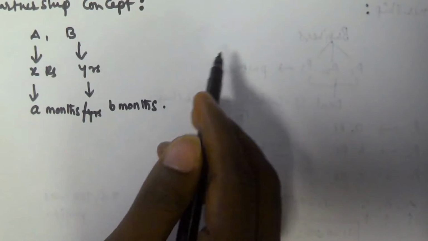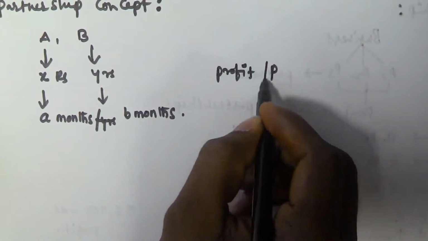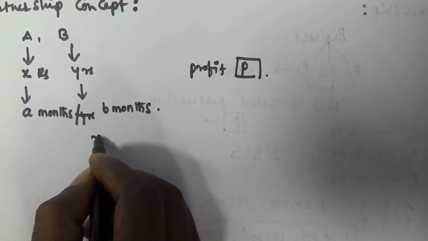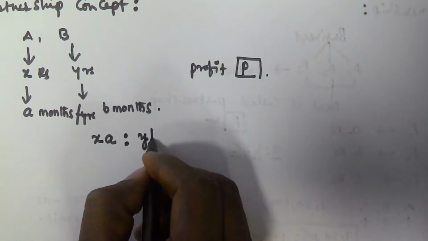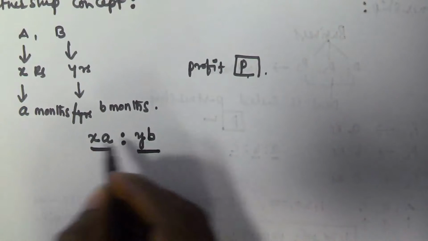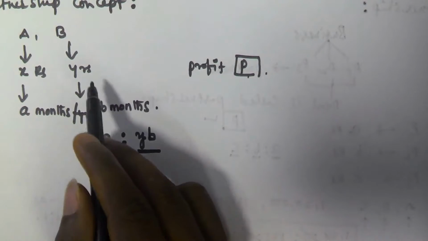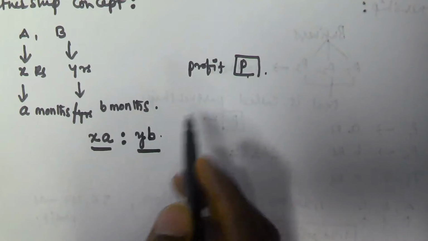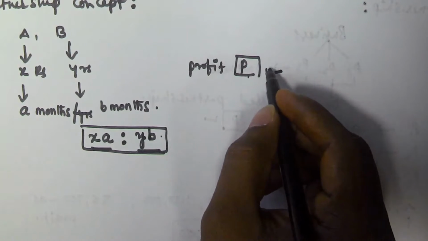Then they got some profit P. In what ratio do we have to divide this profit between A and B? The ratio is given by the amount A invested and the number of months, that is X times a, and the amount B invested and the number of months, Y times b. So the profit P is shared between A and B in the ratio Xa to Yb, where X is the amount A invested and a is the time period, and Y is the amount invested by B and b is the time period. In this ratio we divide whatever profit or loss we got between them.